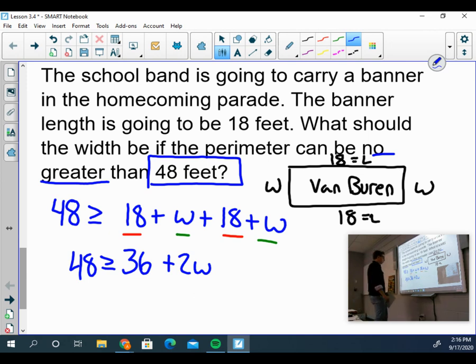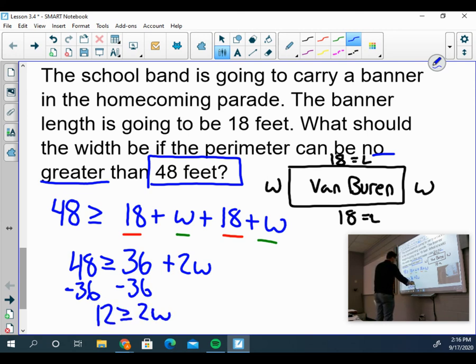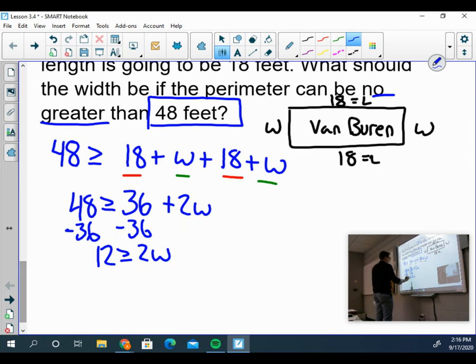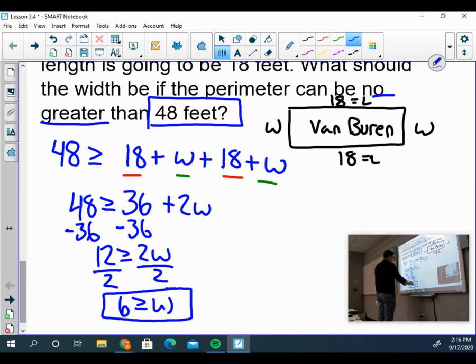From there, it's a simple two-step inequality. Subtract the 36 from both sides. And I get 12 is greater than or equal to 2W. Finally, at this point, I will divide by 2. Divide by 2, and I get 6 is greater than or equal to W. 6 is greater than or equal to W.